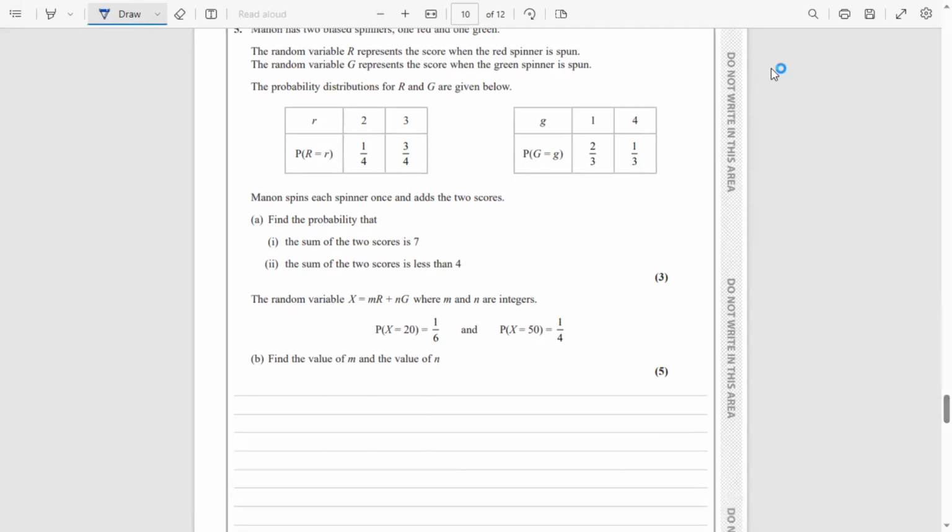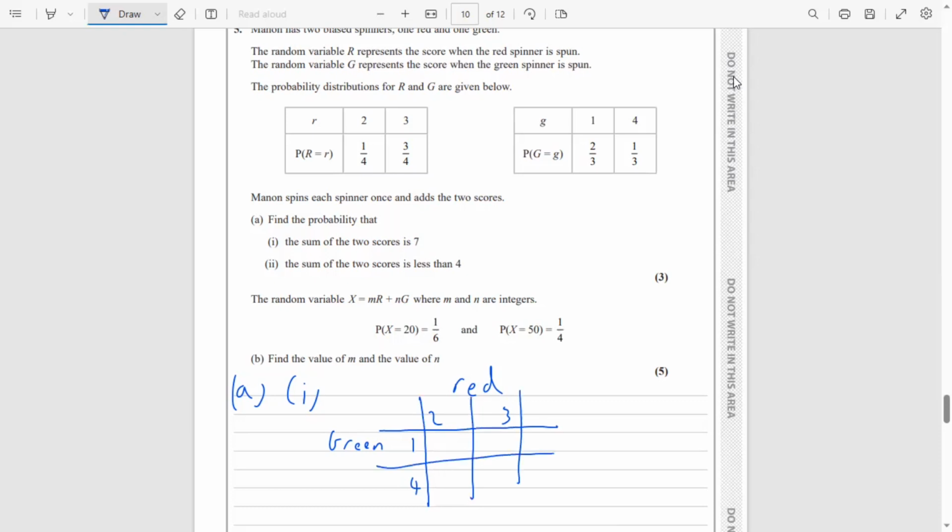Okay, so we'll start with this one. So I'll just write part A down here. So what we're going to do is add the two scores. So we're going to spin the red spinner, spin the green spinner, add the two scores and see what we get. So I guess a good way to do this is to do a little two-way table. So put red here, green here. And the scores we can get when we spin the red one, we can get a 2, or alternatively, we can get 3. Or on the green one, we can get a 1, or we can get a 4.